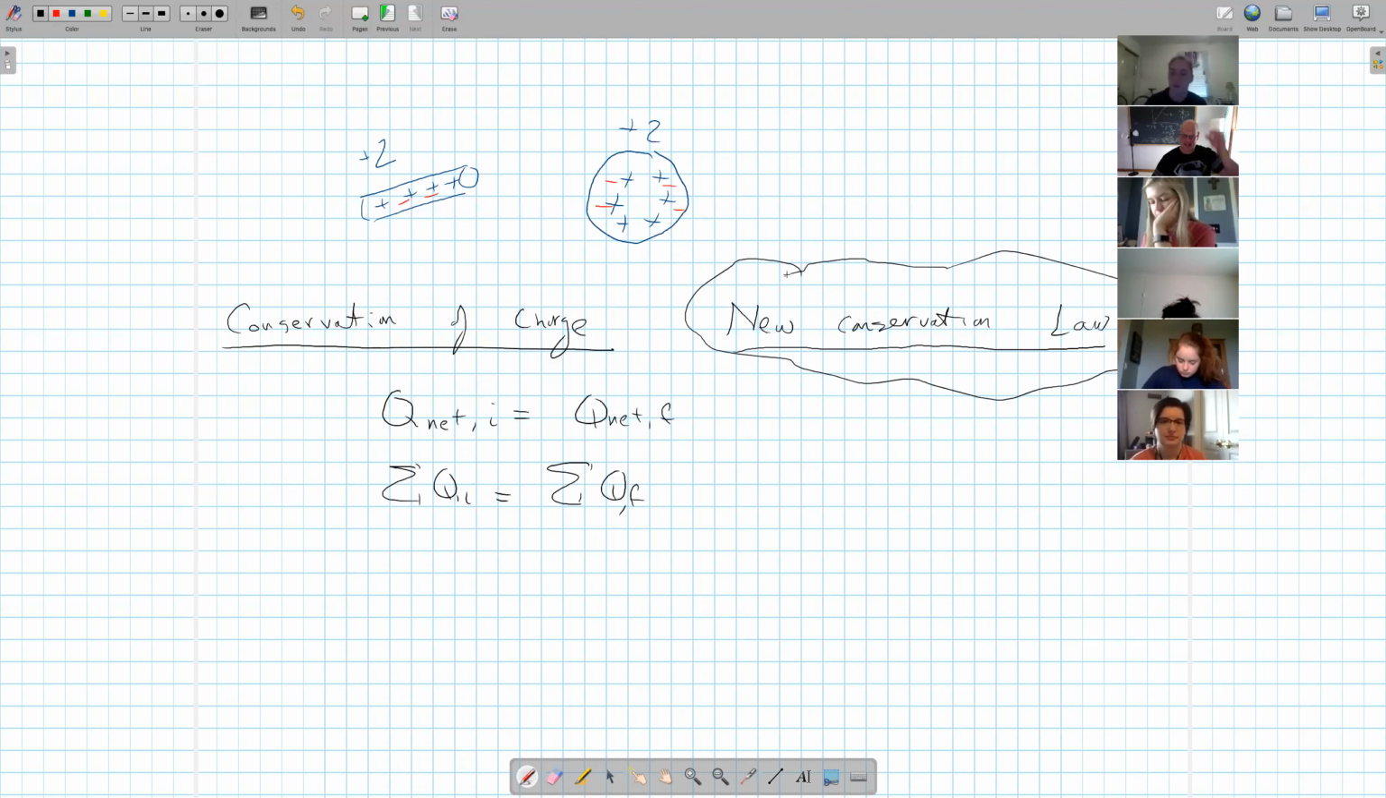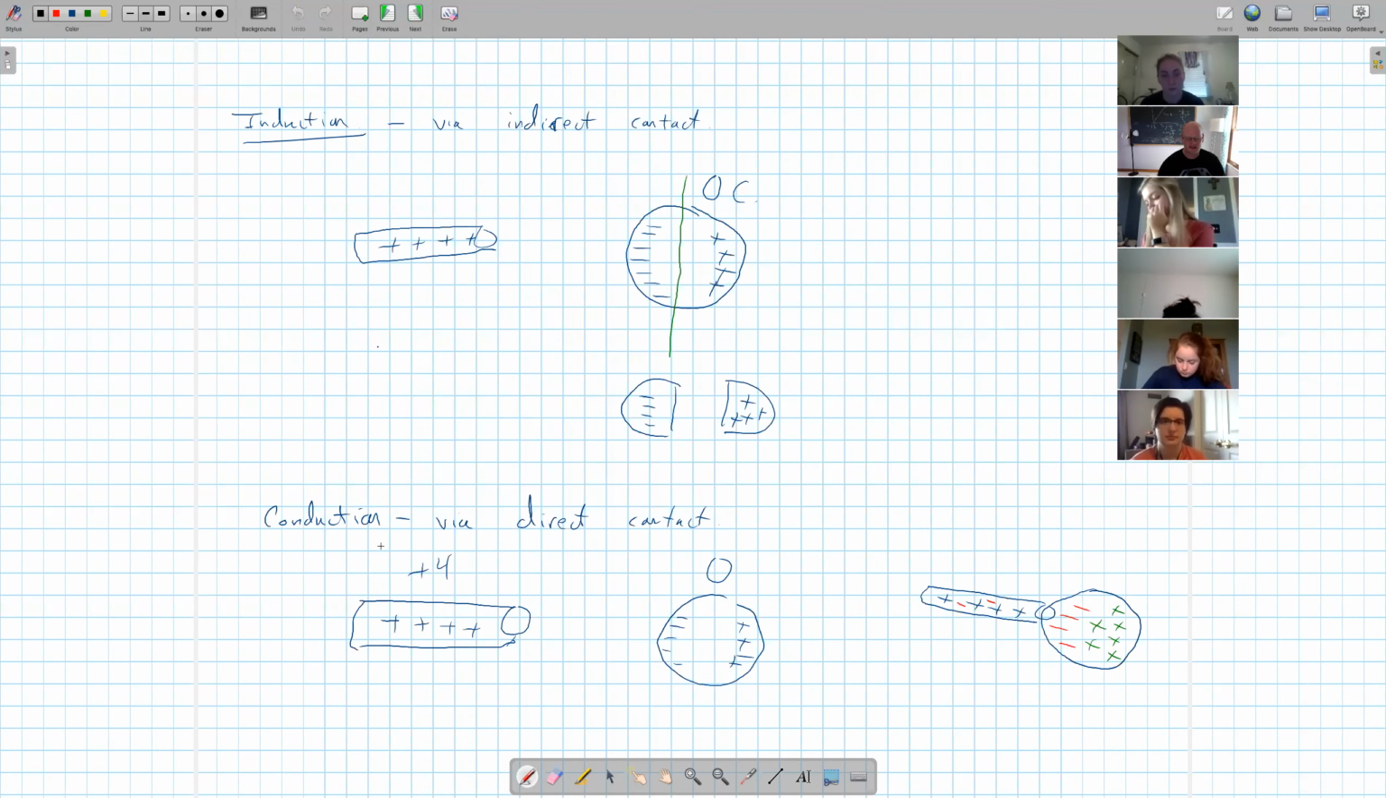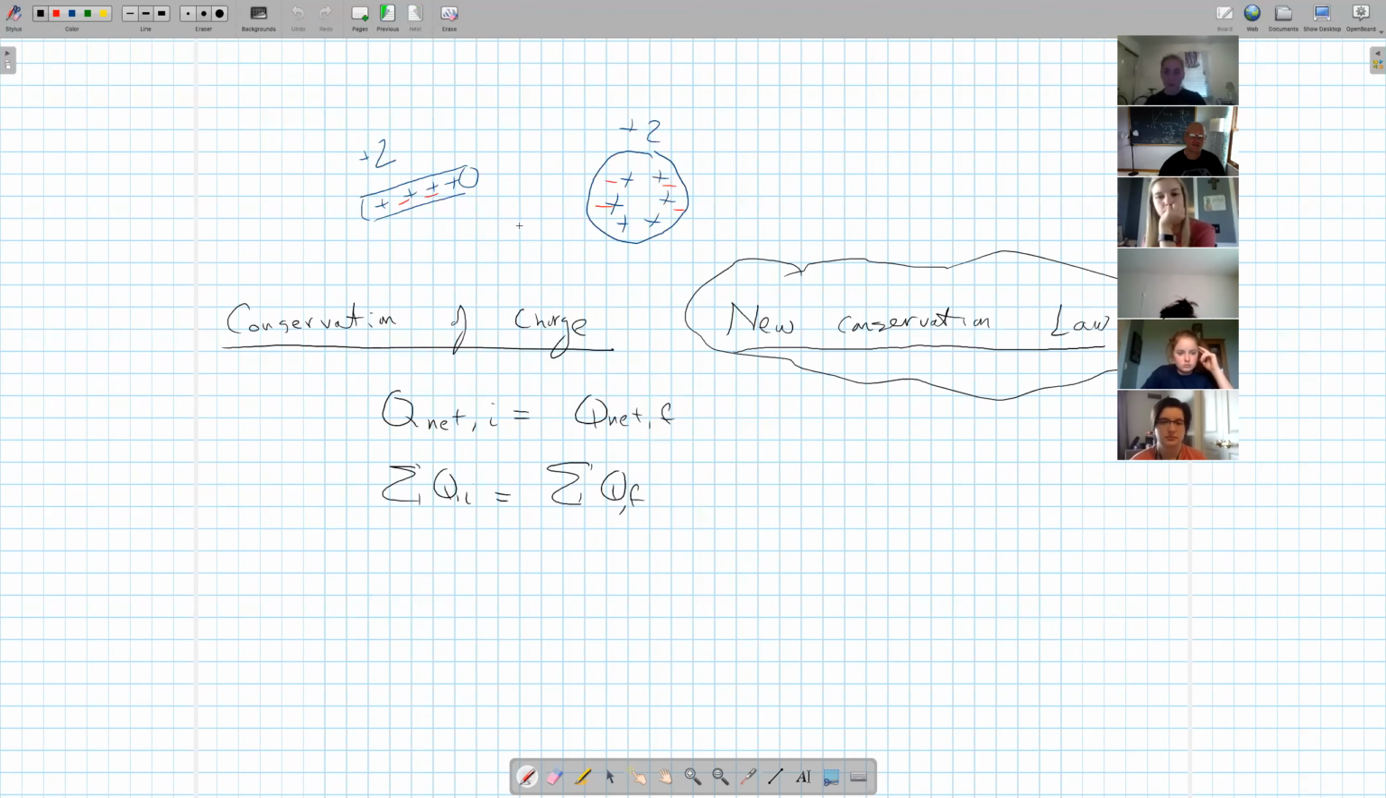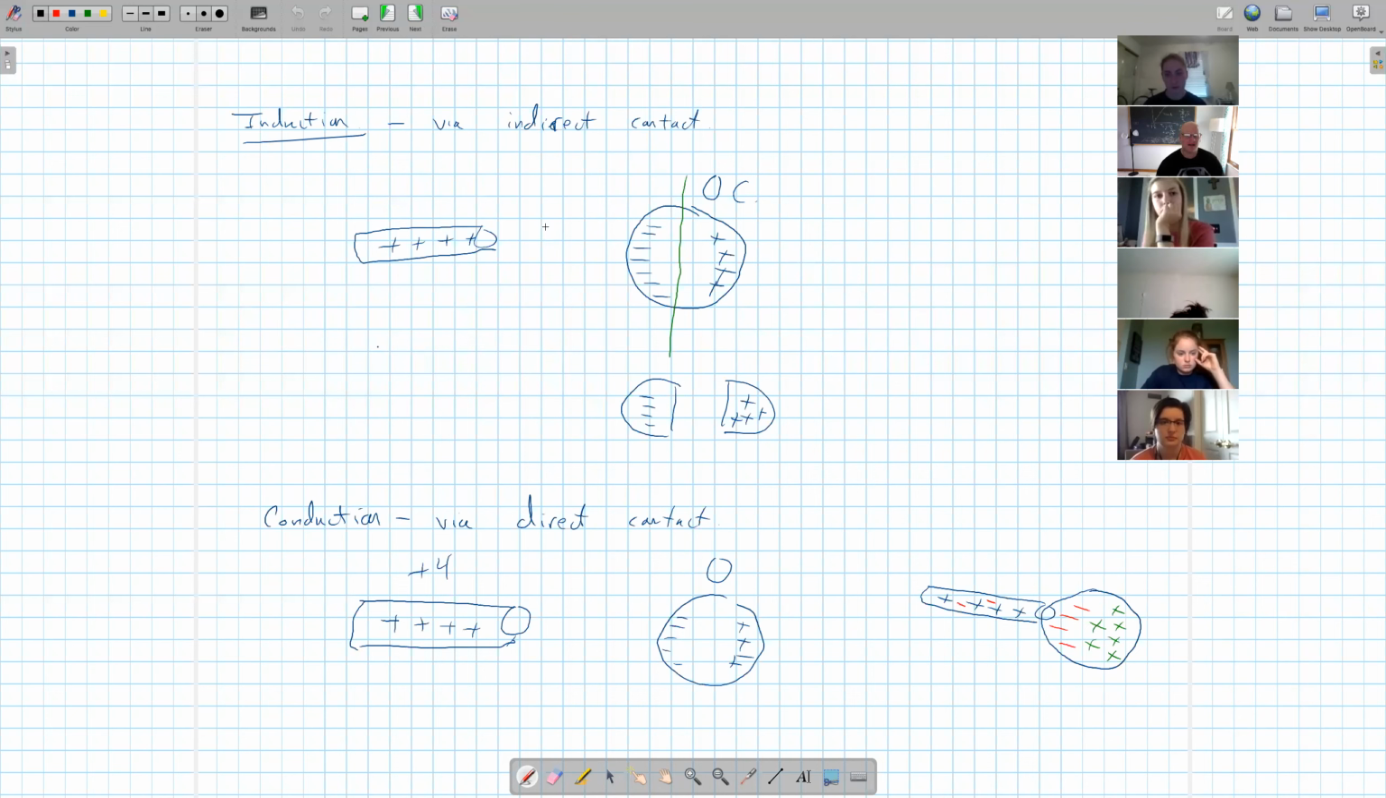So all this says is, when I'm charging something via conduction, if it starts off with a total net charge of 4 before these guys touch, so this guy has a positive charge of 4 and this guy has a charge of 0, the initial total net charge is 4. After they touch, charges move around so that this one has 2 charge and this one has 2 charge, but the total net charge between all of these has to still be 4. This is what we call conservation of charge. So these are the different ways that I can charge something.